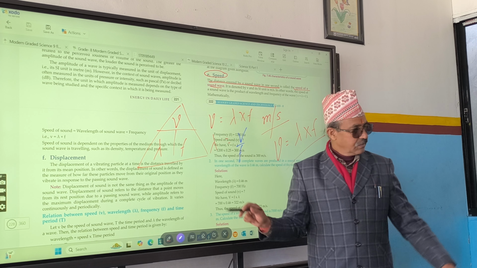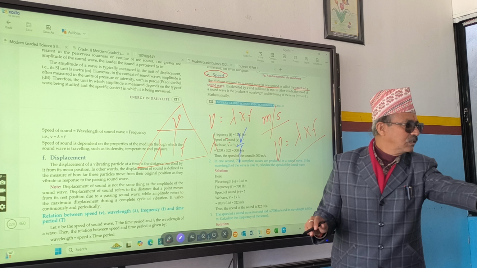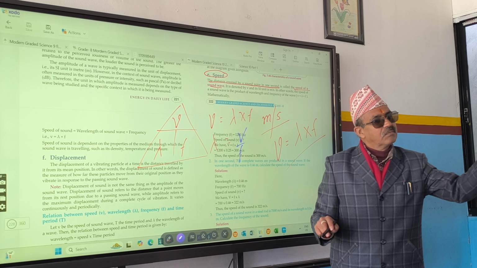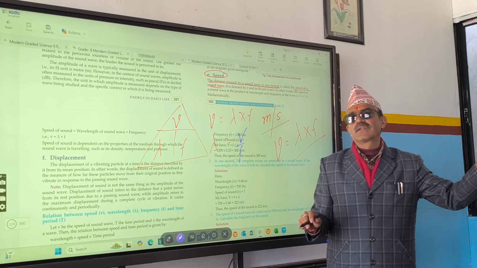Come here, boy. You can sit here also. Why are you going to the corner? You love the corner. Those who love the corner, they become in the corner only. They cannot come in the center.